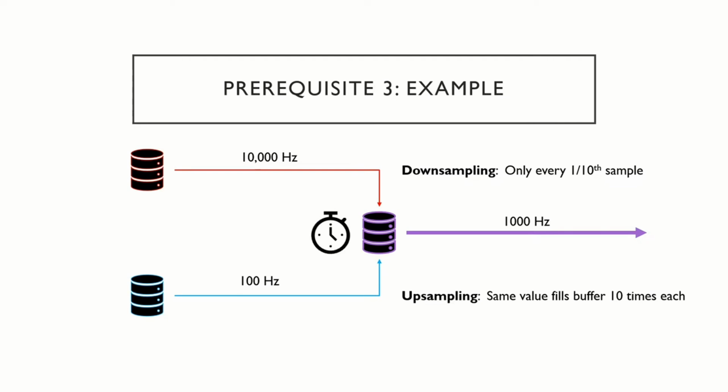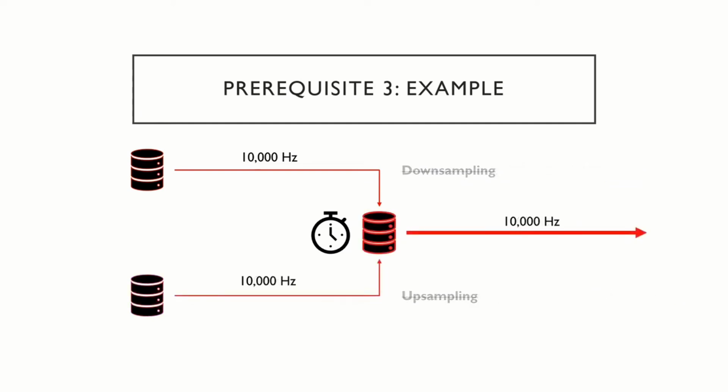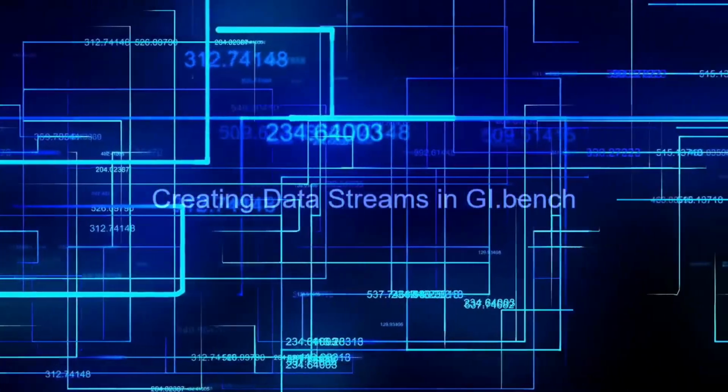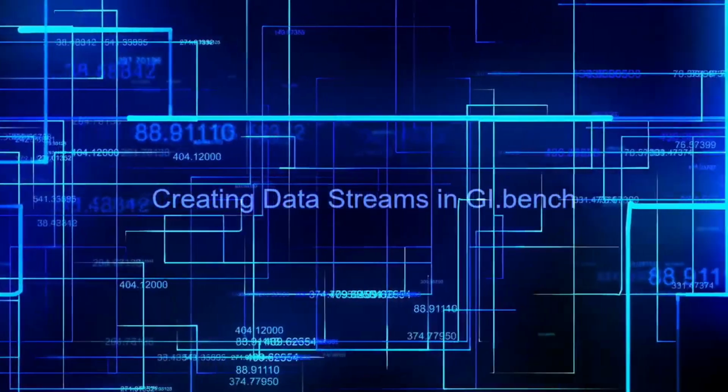It is ultimately up to the user to determine how insightful merging data of dissimilar sample rates can be for them. It may only make sense to combine the data sampled at the same frequencies across multiple buffers to eliminate the potential risk of nonsensical post-analysis. With all the prerequisite knowledge covered, we will now explore how to create the desired data streams within GIBench.